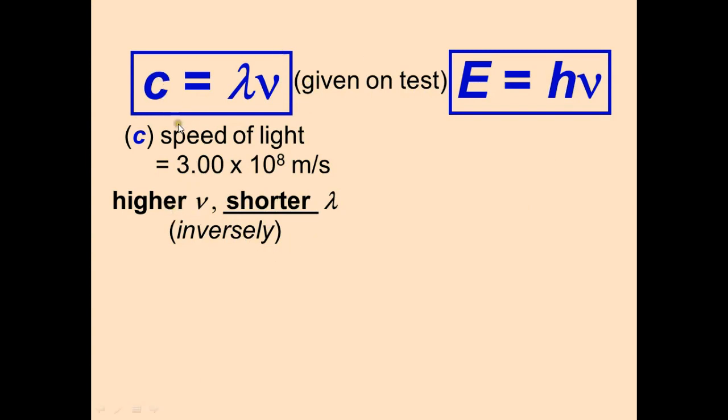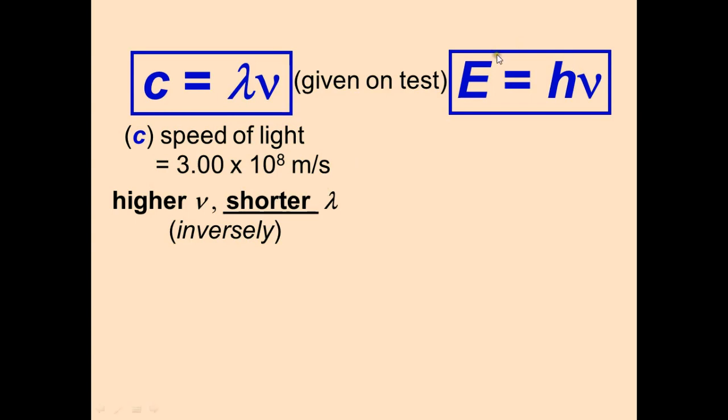Because c, which is always the same, is equal to wavelength times frequency, they always have to equal the same thing, so it's inverse. If wavelength is high, frequency is low. If frequency is high, wavelength is small. So they're inverse, just a good thing to remember in the back of your head.